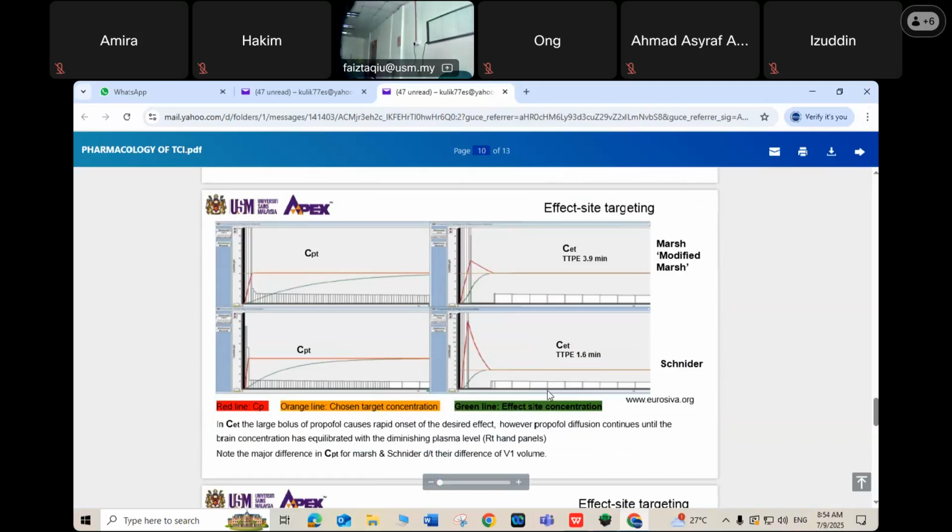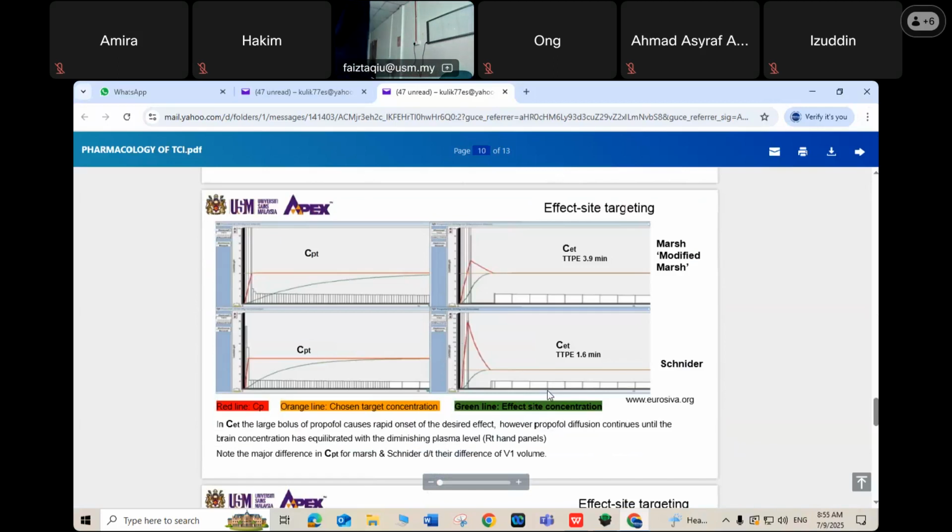Now, how can we manipulate it so that we can reach here? This is C50 kan? Therapeutic level faster. So that's where we manipulate the size of the bolus. Just tengok tak, nampak tu tak? The size of the bolus bagi banyak kan? Banyak bar kan? Ni satu dua. Yang tu banyak kan? Tengok tak? So we manipulate the size of the bolus. Okay? So kalau tengok Marsh, Schneider sama juga, you manipulate the bolus according to their algorithm. Kan? And then you dapat very quickly can reach the effect site concentration.